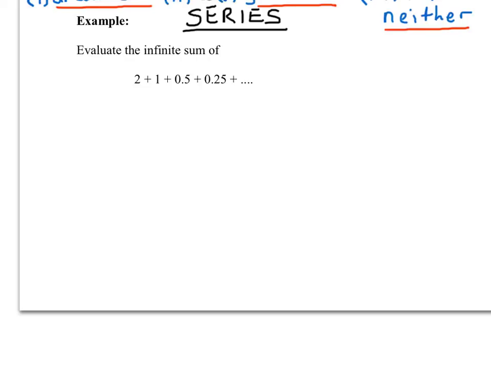A geometric series with a equal to 2 and r equal to 0.5. To go from 2 to 1, I multiply it by a half or 0.5. To go from 1 to 0.5, I multiply it by 0.5. So the first term is 2 and the common ratio is 0.5.